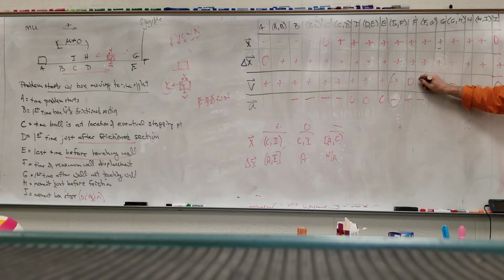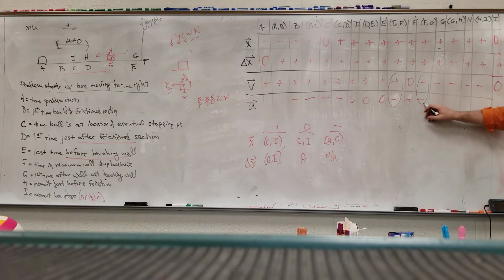From F to G, it's speeding up because it stops at F and it gets pushed back in the other direction. It's speeding up, the signs are the same. Here, it's slowing down, signs are opposite.